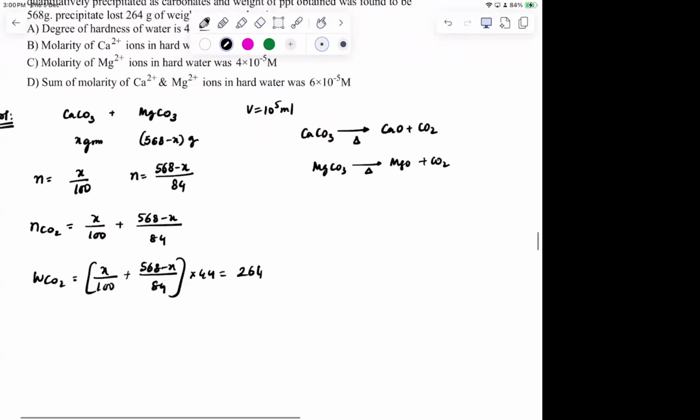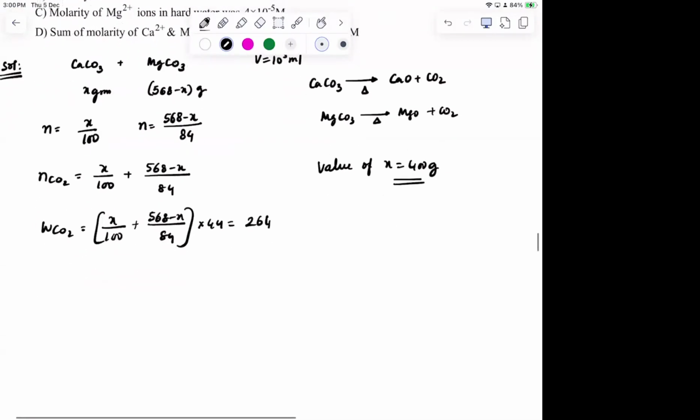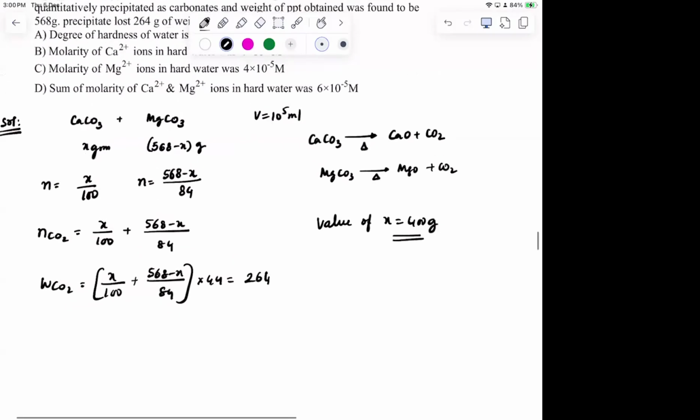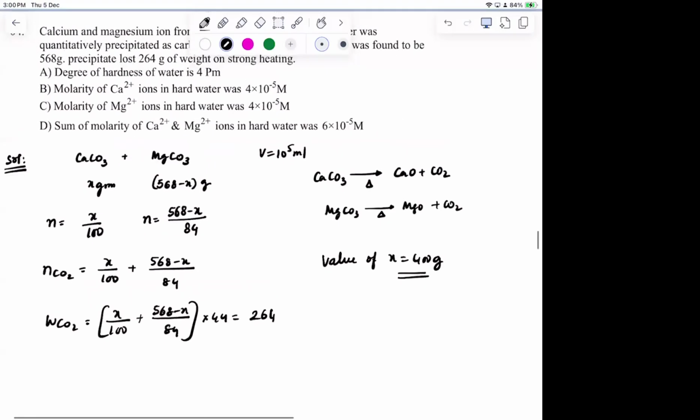Clear? So from here, if you calculate, the value of x comes out to be 400. So originally, calcium carbonate was 400 grams. So if calcium carbonate was 400 grams, how much will be the weight of the magnesium carbonate?